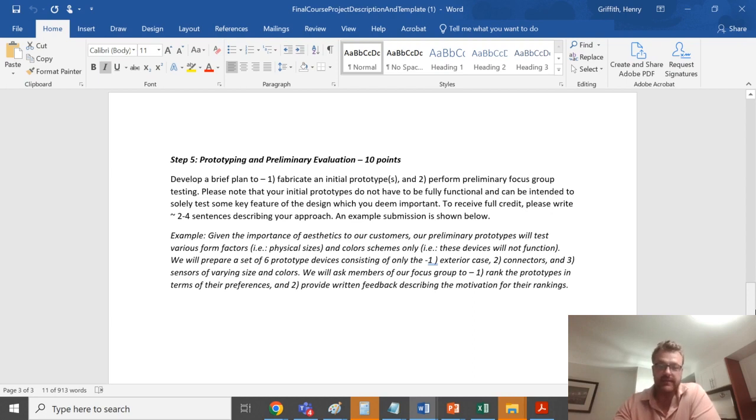And the way that we do that, of course, is to have some sort of prototype. And remember back to the discussion board assignment that we did on the AED, prototypes don't necessarily have to be completely functional. They don't have to do everything that the end product is going to do.